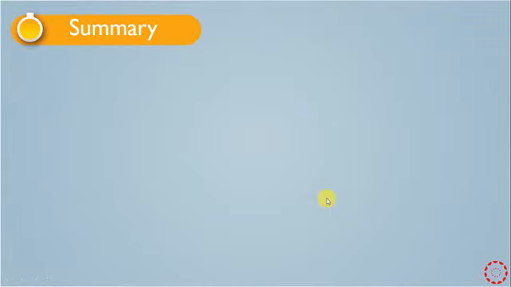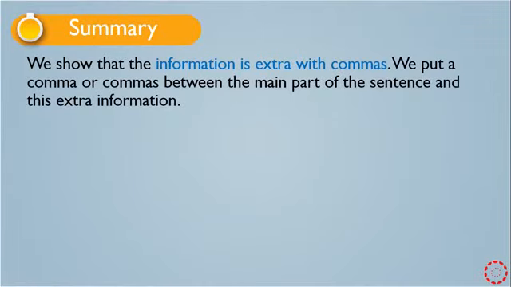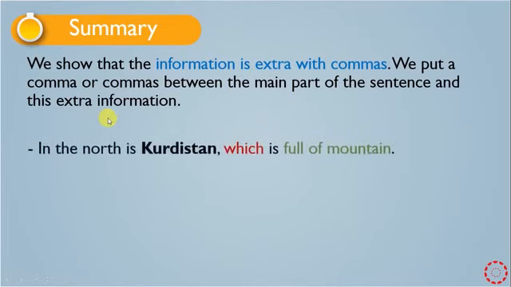The summary, what we have learned today, is that we show that the information is extra with commas. We put a comma or commas between the main parts of the sentence and this extra information. Look at this example. In the north is Kurdistan, which is full of mountain. Full of mountain is extra information related to the object of the first sentence. That's why we use 1 comma, and we use which because here we don't have people. We have things, and as we said, we use which for things or animals.